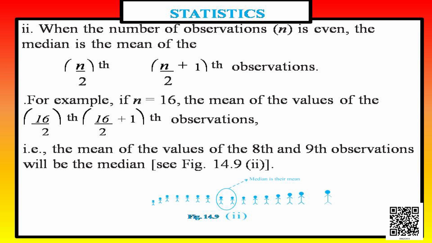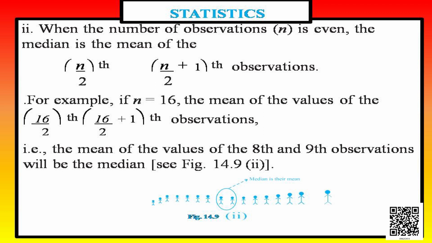Now, in the second case, when the number of observations, that is n, is even, then the median is the mean of the n by 2th and the (n by 2 plus 1)th observation. So, let us take an example for that. Suppose n is equal to 16, then the mean of the value of the 16 by 2th and the (16 by 2 plus 1)th observation, that is the mean of the values of the 8th and 9th observations, will be the median.